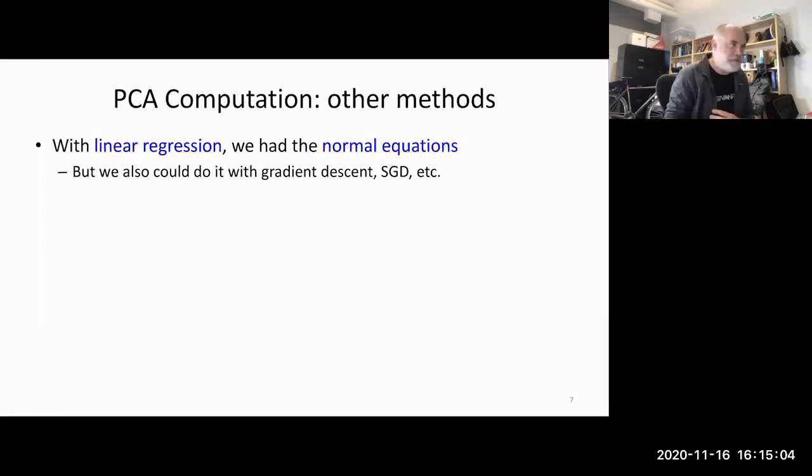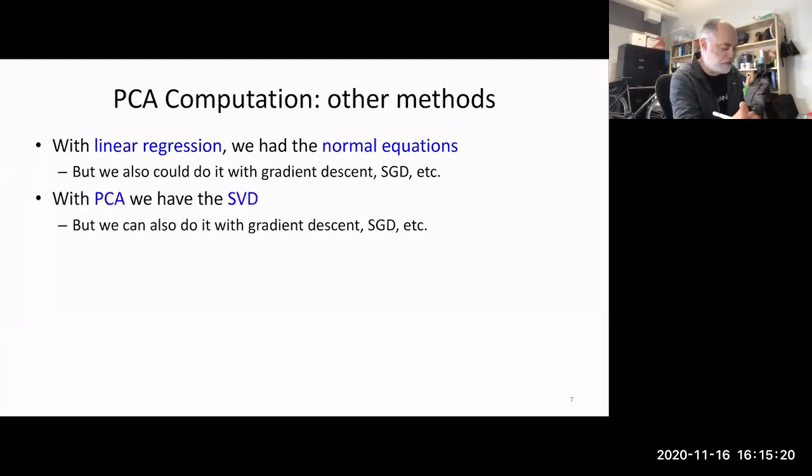But anyway, the first thing we're going to do is break down how we actually fit PCA. In linear regression, we had the normal equations, right? But then we figured out that we could fit it with gradient descent or stochastic gradient descent. And we just said, okay, well, PCA has the singular value decomposition. That's how you get the basis vectors and their weightings.